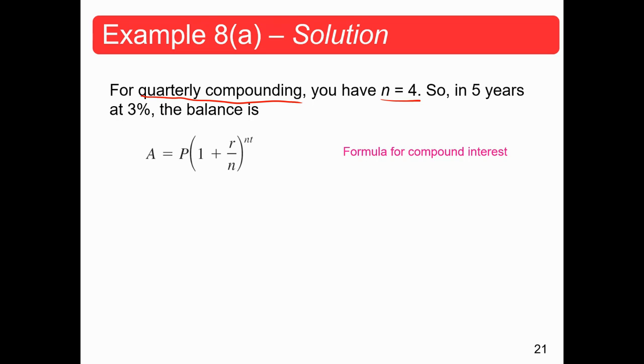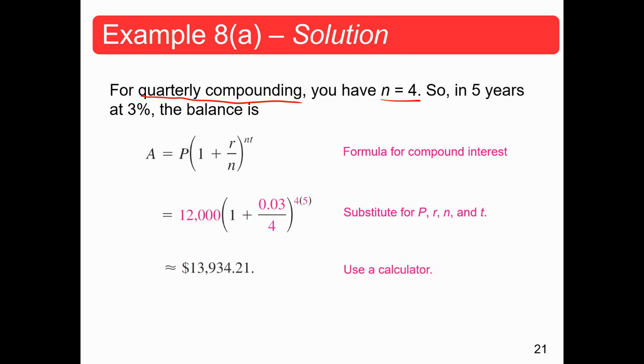In 5 years, you're going to have 3%. So we are going to insert these numbers into this formula. 12,000 is the present value. And notice that 3% was put into decimal form, so it's 0.03. And it is being divided by 4, being compounded 4 times a year, to the NT, which is 4 times 5 years. So calculating that all out with your calculator, that account would have a total in it of $13,934.21.